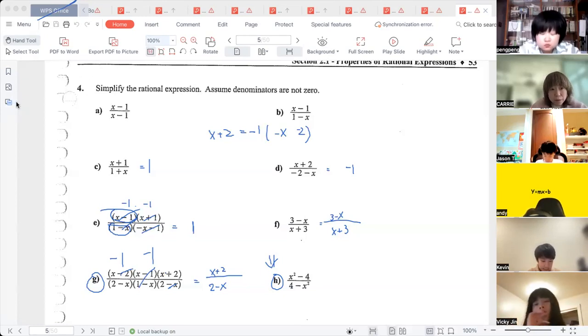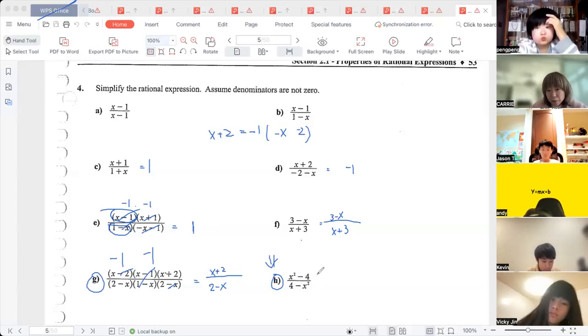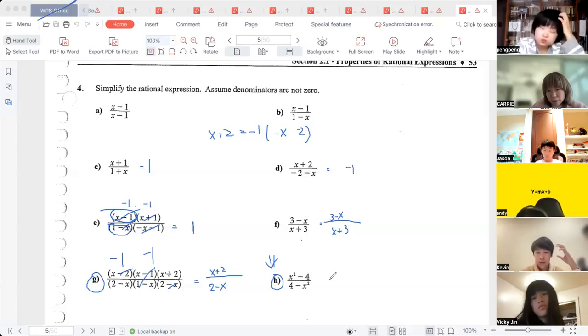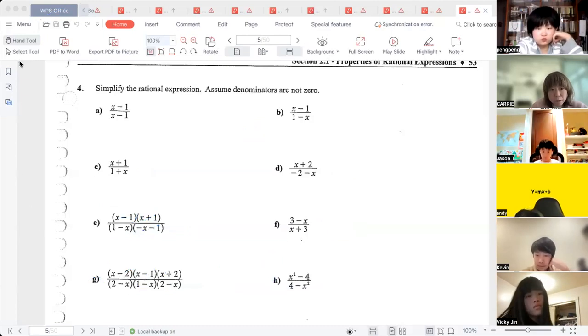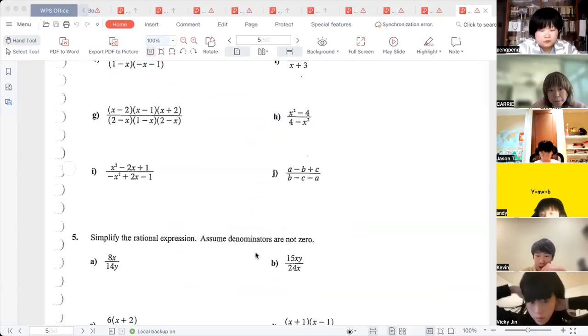Okay, so let's take a look at this one, how to do this, okay? So this one, because actually this is exactly equals negative over negative. Yeah, so that's the same thing. So the answer is -1. Correct, everybody? Okay, so now let's take a look at the next one.